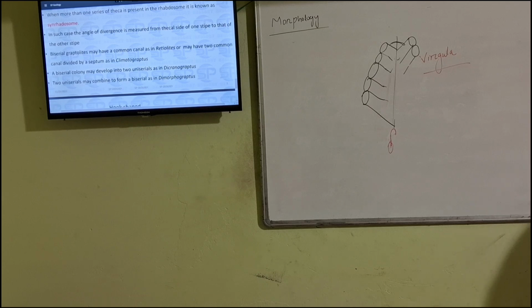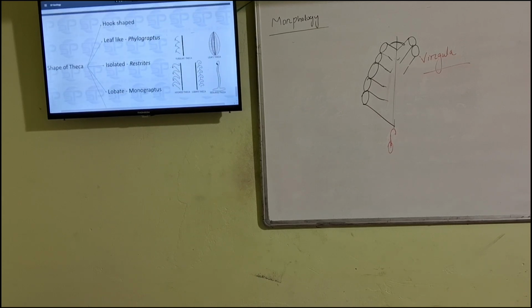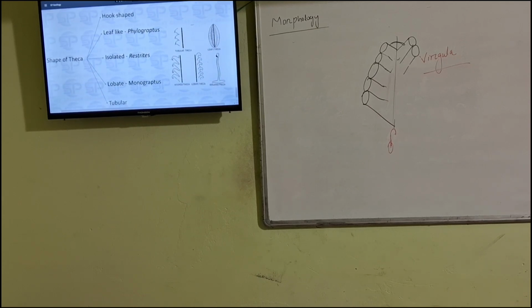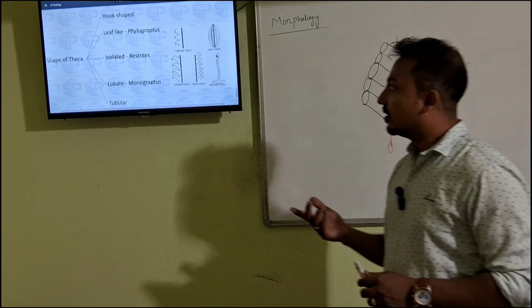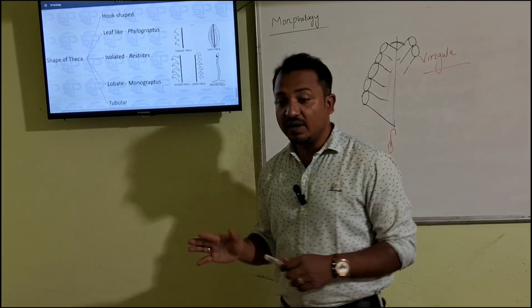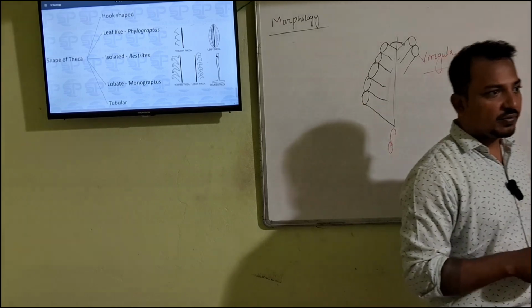Then these are different shapes of theca. It can be hook shaped, leaf like, isolated, lobate, or tubular. These are different shapes of theca.